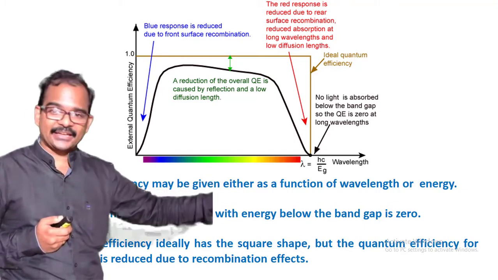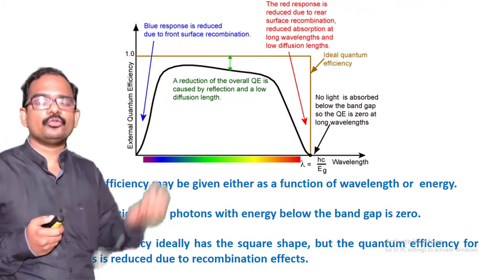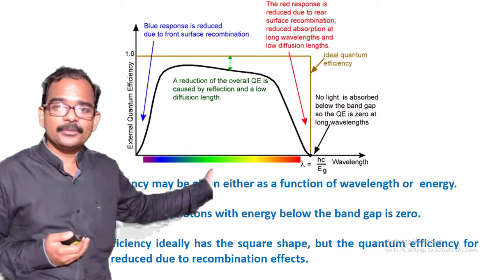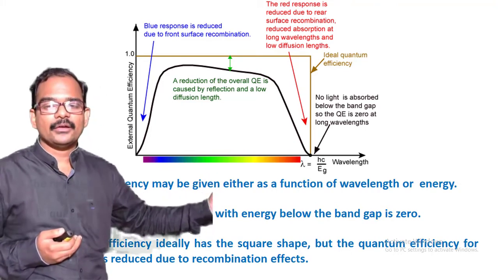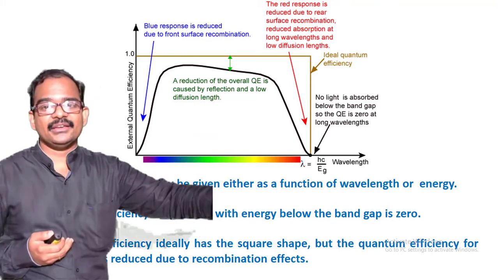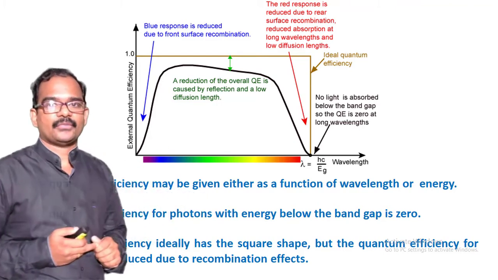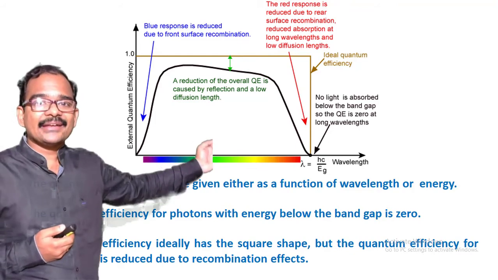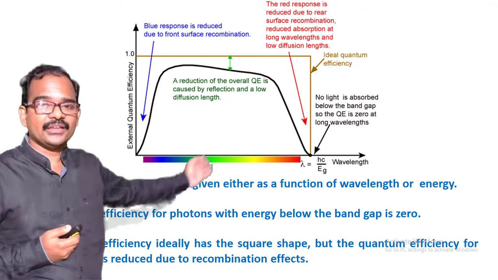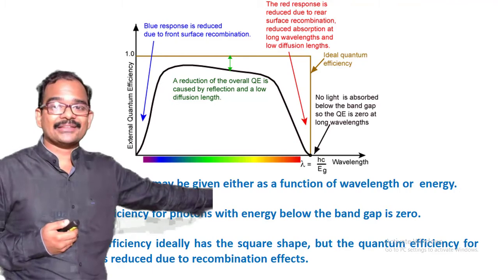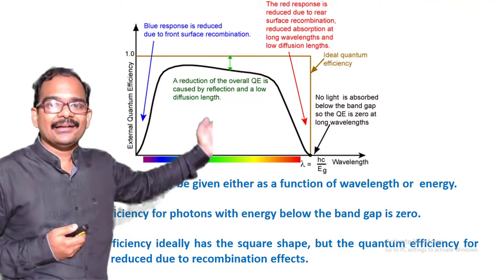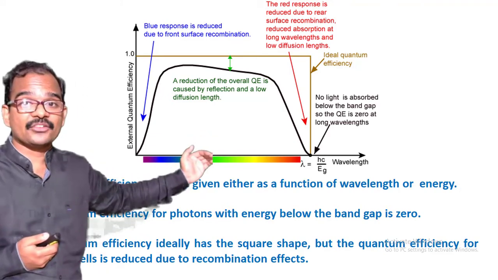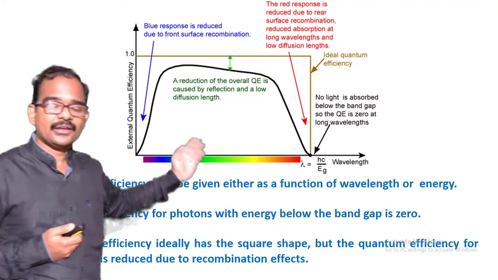That is below the band gap. No electron will be moved from valence band to the conduction band, and thereby the quantum efficiency below the band gap, or at longer wavelengths, is 0. So the red response is reduced due to rear surface recombination. You can see it there. I have given the response over there. The red response is reduced due to the rear surface recombination, as well as the green part.